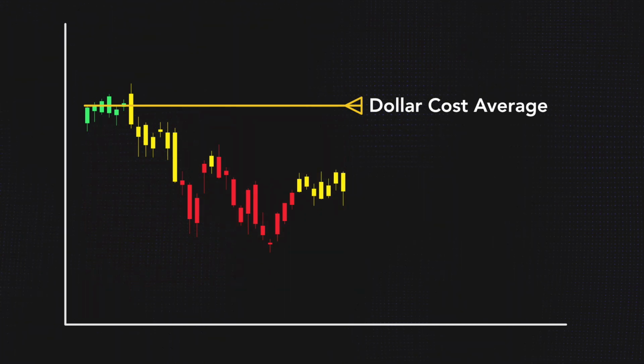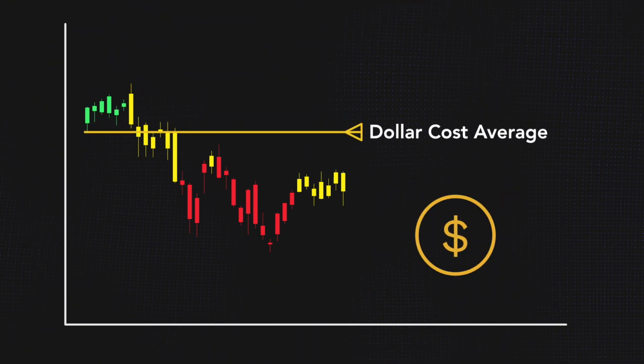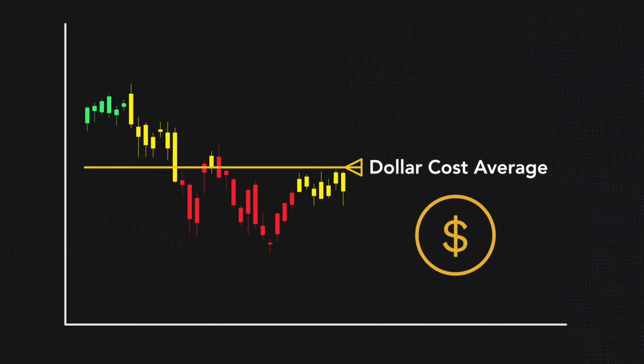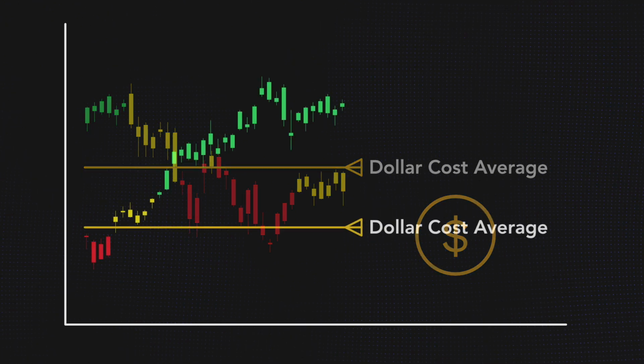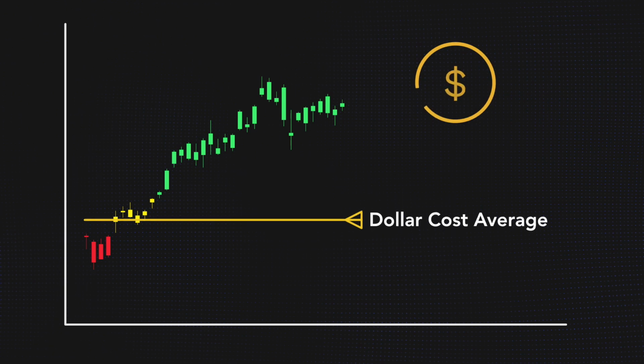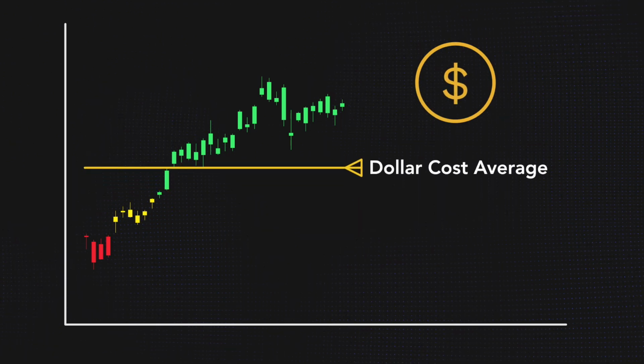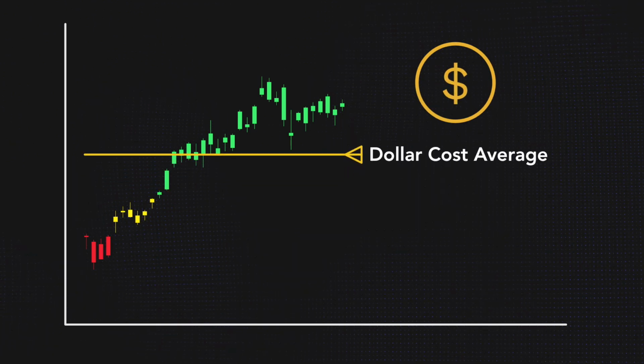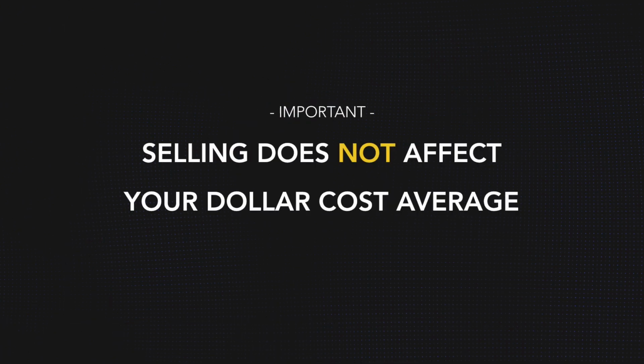However, if the share price is below your dollar cost average, that means that buying more shares will actually lower your dollar cost average. At the same time, if the share price is above your dollar cost average, this means that buying more shares will raise your dollar cost average. That being said, selling, whether it's for profit or for a loss, does not affect your dollar cost average. This is counterintuitive for most people.